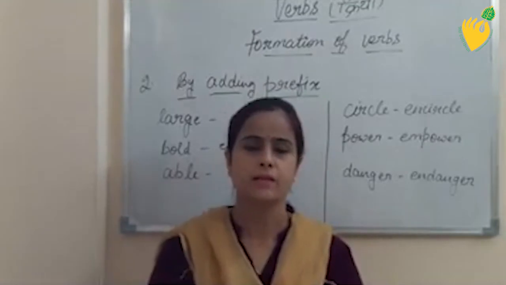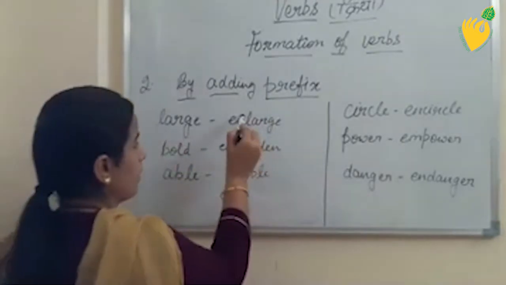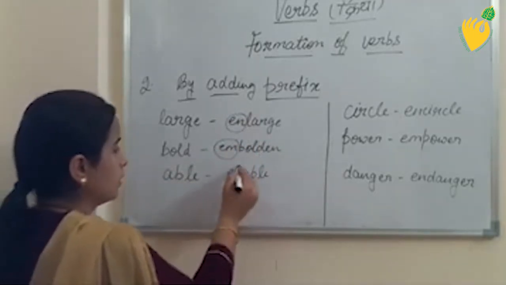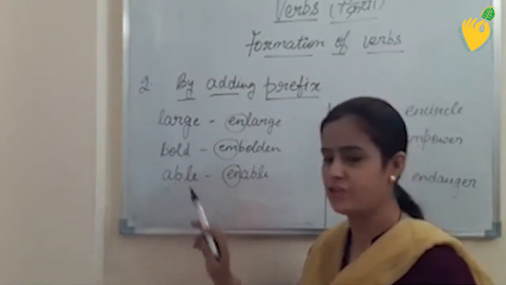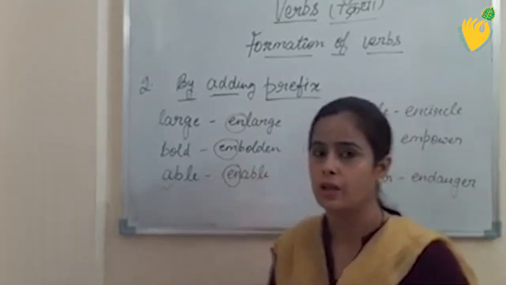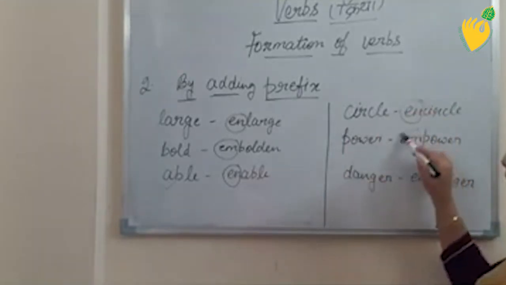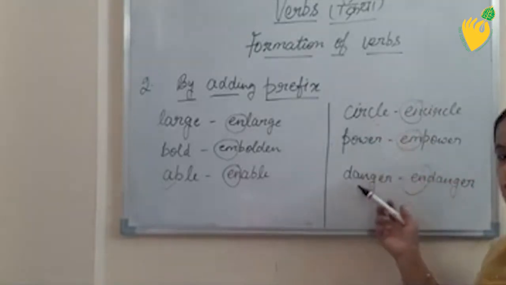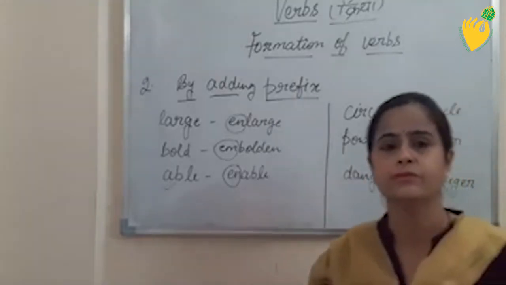Now students, next is by adding prefix. For example, large, enlarge, bold, embolden, able, enable. Students, large, bold and able, these are adjectives. By adding prefix we can form verb with the help of adjective. Now look at these examples: circle, encircle, par, empar, danger, endanger. Circle, par and danger, these are nouns, and by adding prefix we can form verb with the help of nouns.